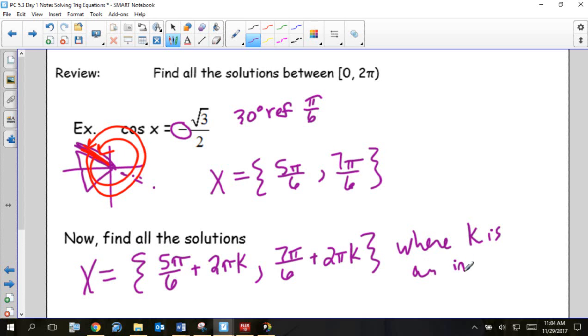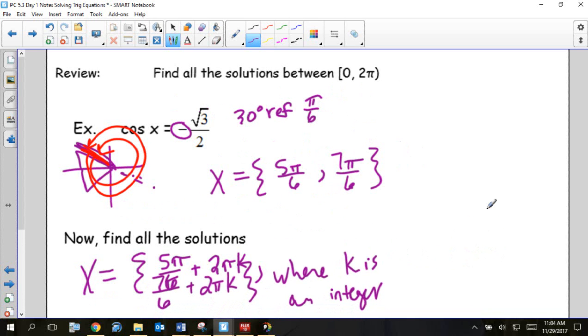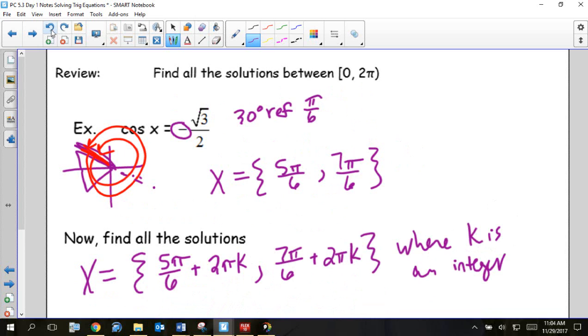Yep. Because this is asking where all the solutions are, where cosine is negative radical 3 over 2, and 7 pi over 6 is one of those places. But if I start at 5 pi over 6 and I add 2 pi, I'll never get to 7 pi over 6. So you have to have both of them. That's not bad. We've already done this k thing.